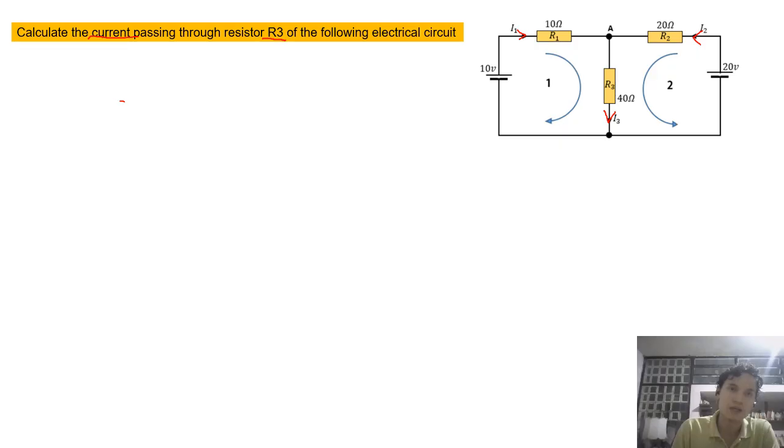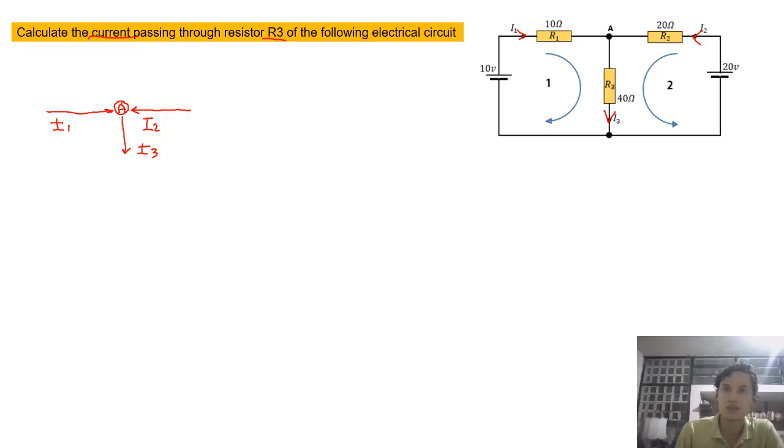We know with Kirchhoff's laws that, analyzing in this case node A, the sum of all the currents that interact with the node is 0. And the currents that enter the node are positive and the currents that leave the node are negative. So let's write that.